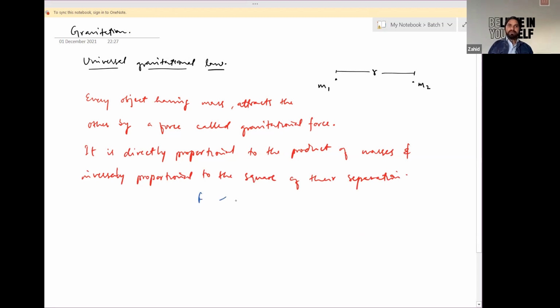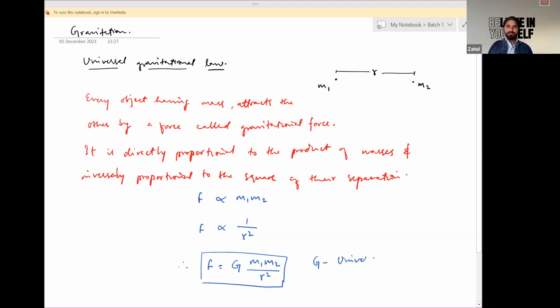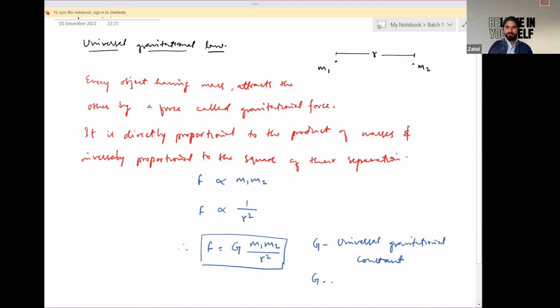So gravitational force F is directly proportional to M1 M2, and it is also inversely proportional to the square of separation between them. If you combine these two terms, removing the proportionality sign by a constant capital G, you get F equals G M1 M2 by R squared, where G is called the universal gravitational constant, which is equal to 6.67 or 20 by 3 Newton meter square per kg square. You can use either this decimal part or this fractional part for different calculations.